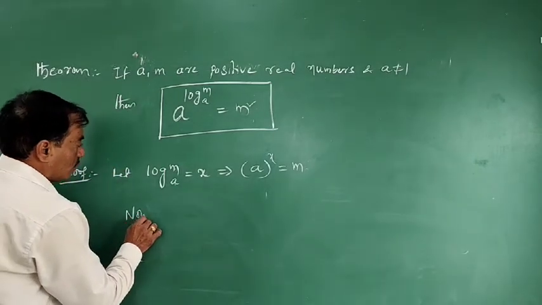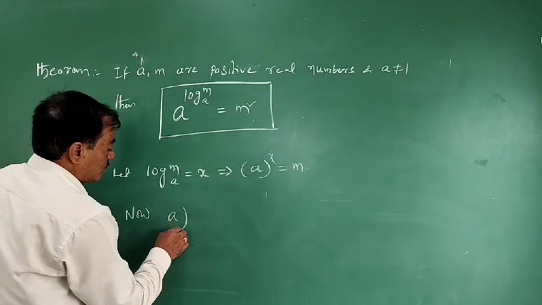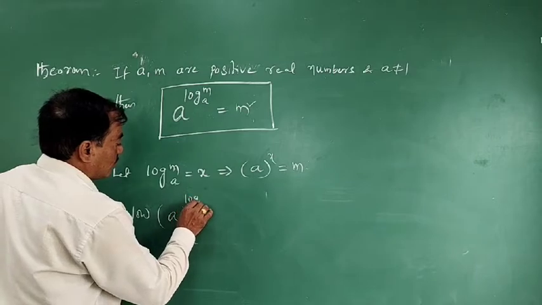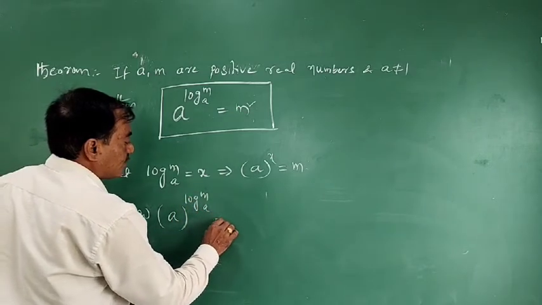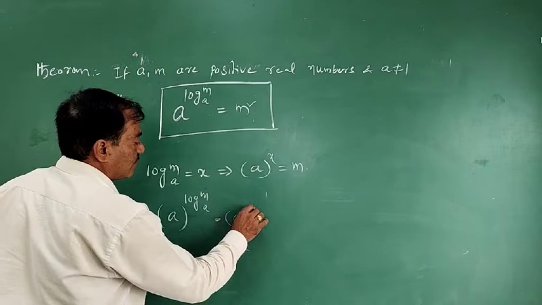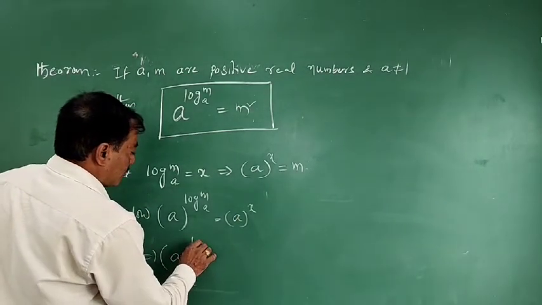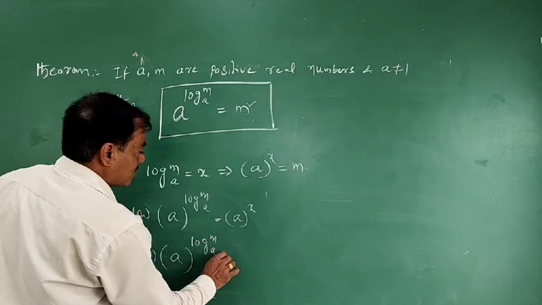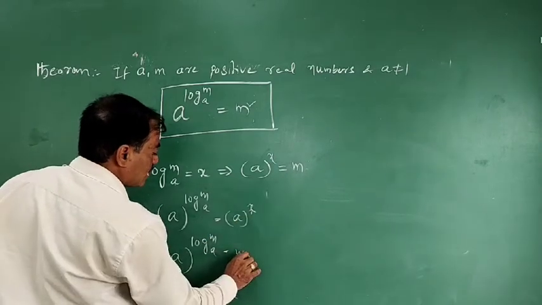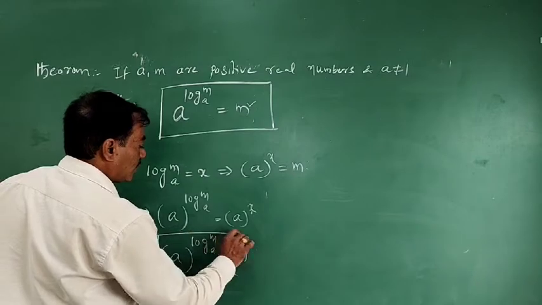Now, this is a to the power of log m to the base a. So this is equal to a to the power of x. Yes, we know that. What is this value? A power log m to the base a. So this a to the power of x equal to m. So this is the proof of the given theorem.